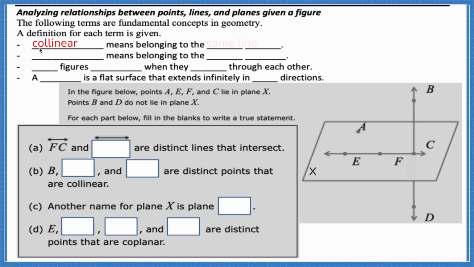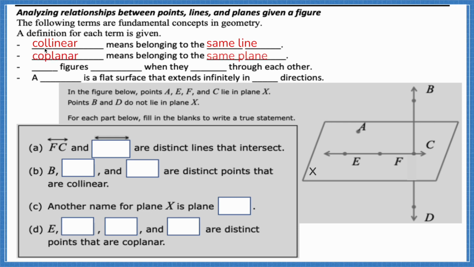Okay. So the first one is the word collinear. This means belonging to the same line. Whenever I hear co in geometry, it means sharing or same. And then linear, hopefully we can hear that there's the word line in linear. So same line, sharing a line, however you want to remember that.